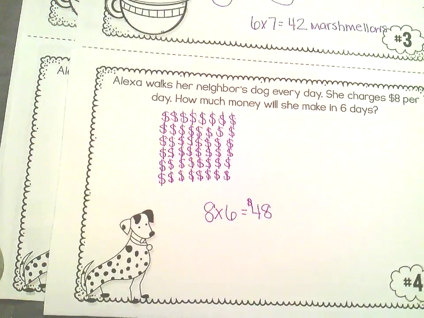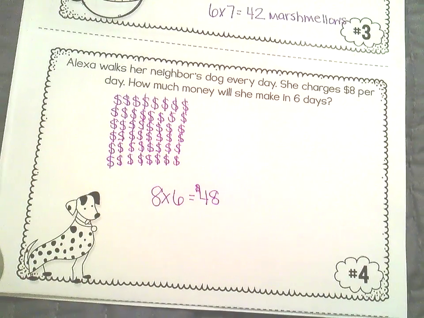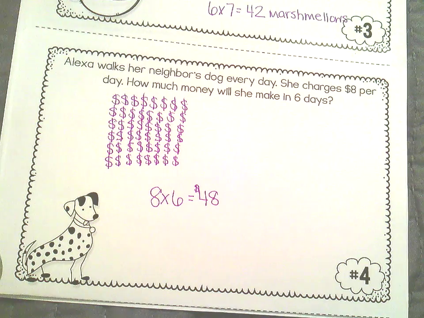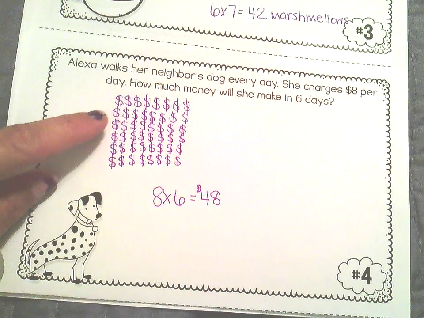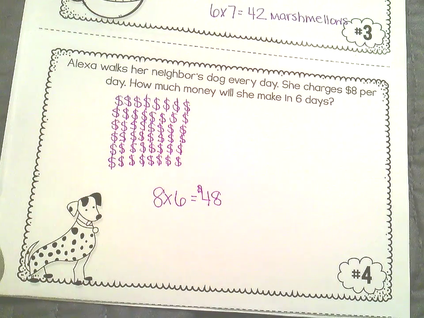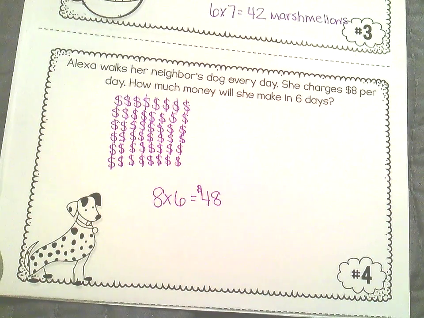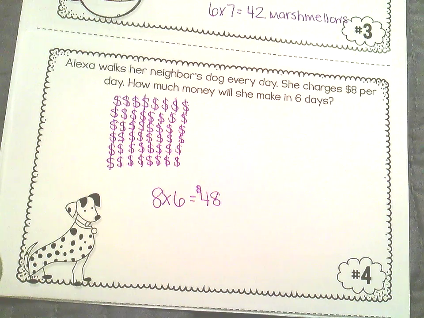All right, you should have put your answer in by now. So here is how I did it. I took and drew an array. I have 6 days, so 6 rows, 1, 2, 3, 4, 5, 6. And then I did $8 a day. When I came up with it, I came up with $48.